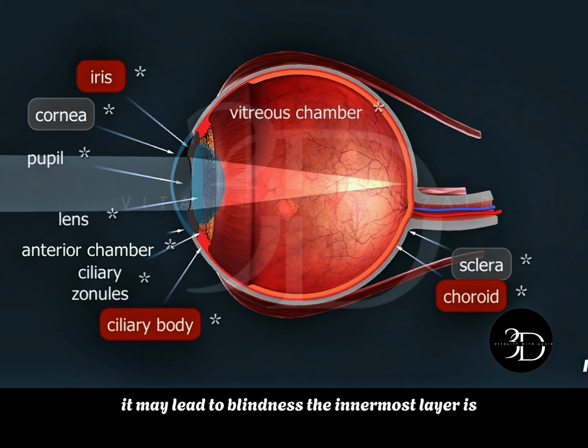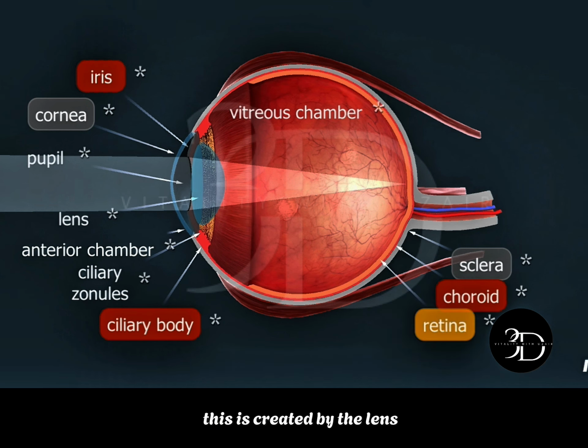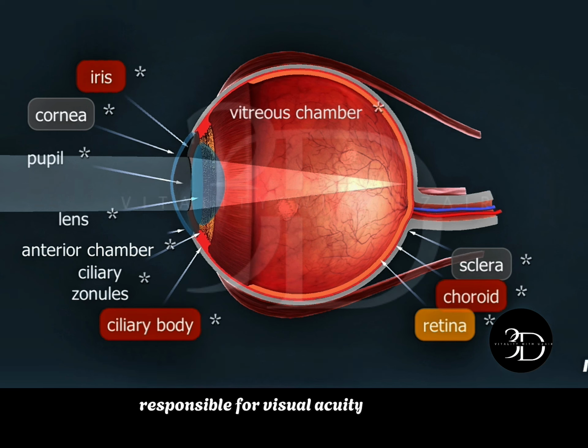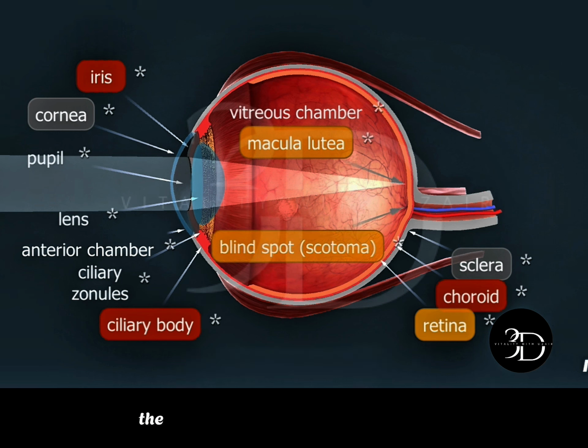The innermost layer is the retina. This is where an inverted miniature image is formed of the object viewed. This is created by the lens. Its receptors are called rod cells and cone cells. The area of the retina responsible for visual acuity is called the macula lutea. In its center, there are only cone cells, while around the edge, there are more rod cells. The blind spot is the place where the optic nerve passes through the retina. There are no receptor cells here.